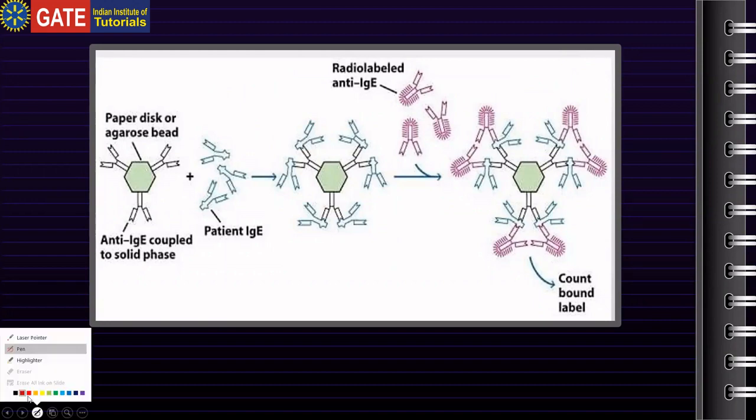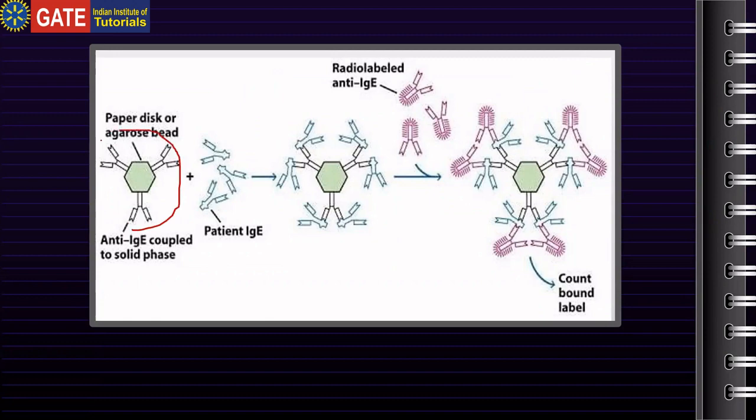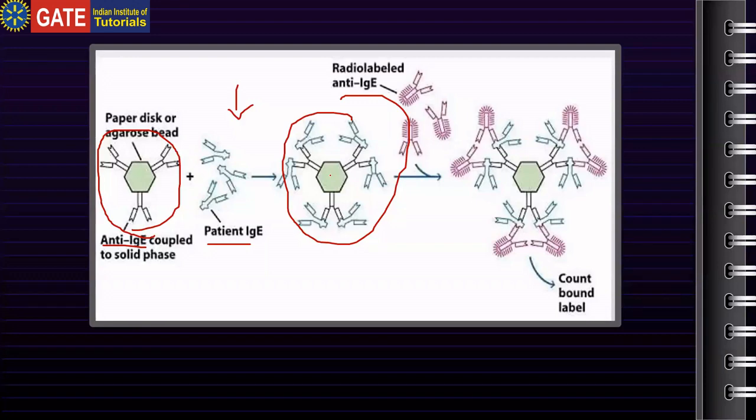Very simple goal. Once again, follow me very quickly. Anti-IgE we have taken, which is associated with the agarose bead. And from the patient, we have taken the blood sample and we check whether this anti-IgE associates with the IgE or not. If the anti-IgE associates with the IgE, it means that the IgE level is fluctuated in the blood, which is not the normal condition. Now, in order to understand how much it is elevated, we use the radio labeled anti-IgE.